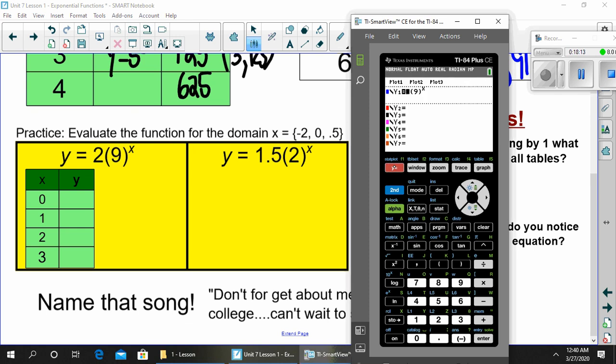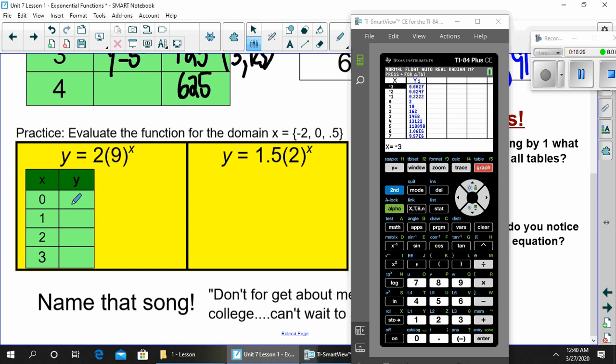So I really just put that in, right? 2 to the 2 times 9 to the x power, and I just check it out. Second function table, and it gives you all the answers. When the input x is 0, the y is 2. When the input is 1, the y is 18. When the input is 2, the output is 162. When the input is 3, the output is 1,458.